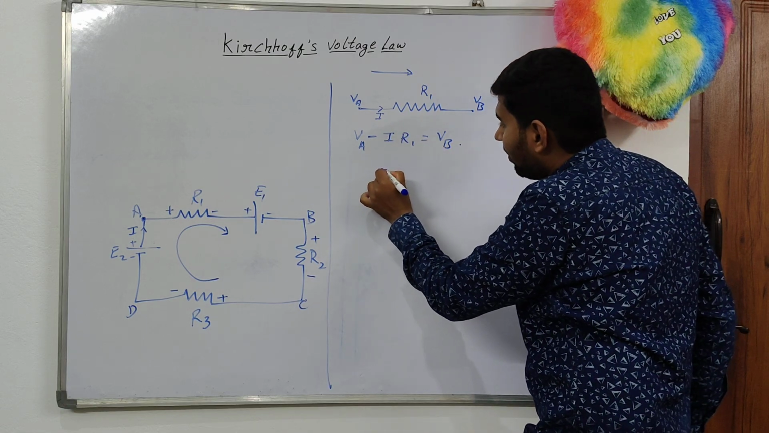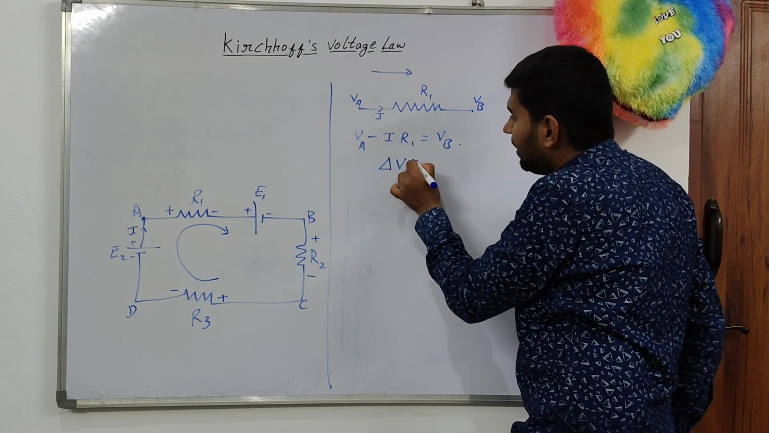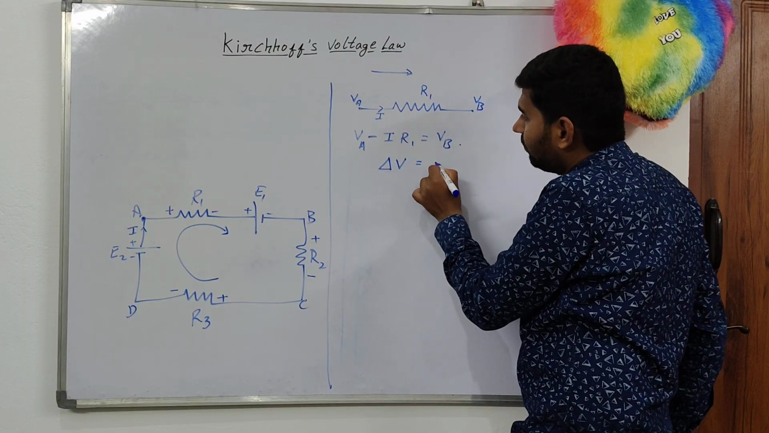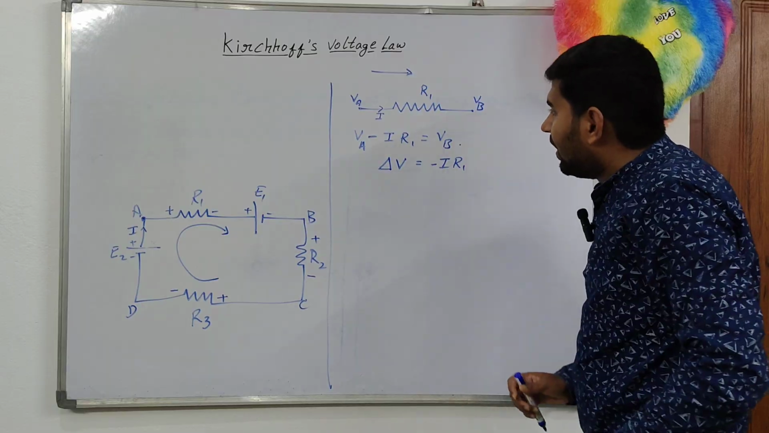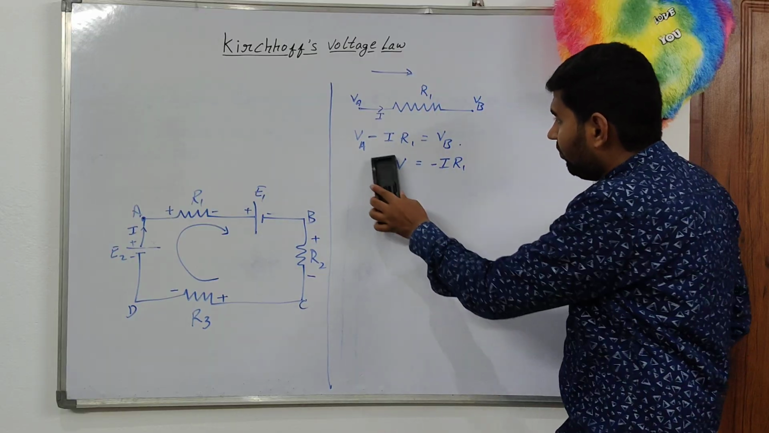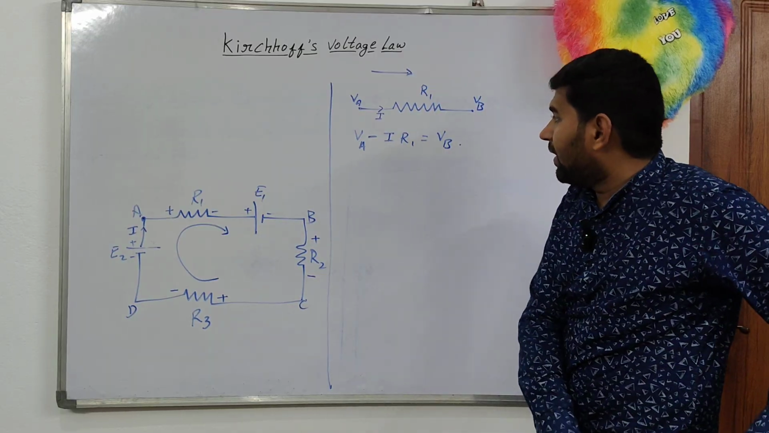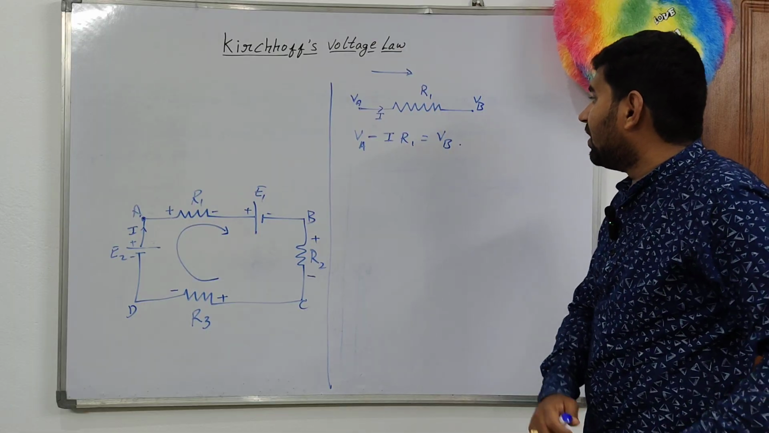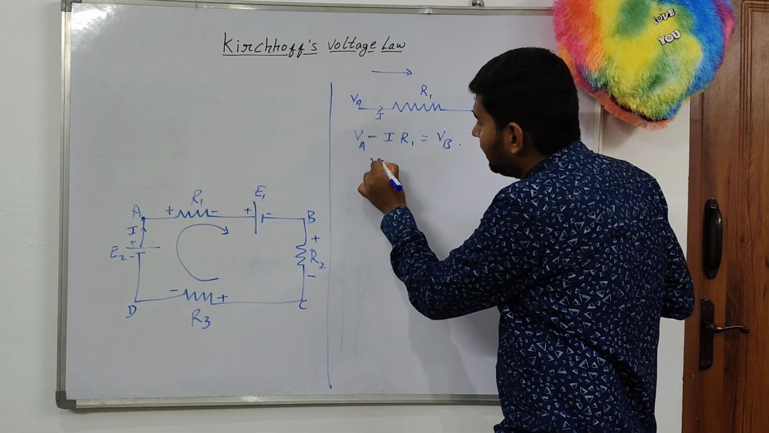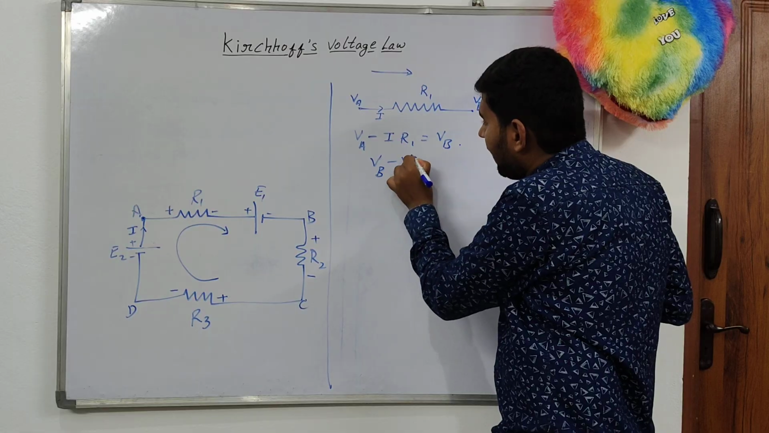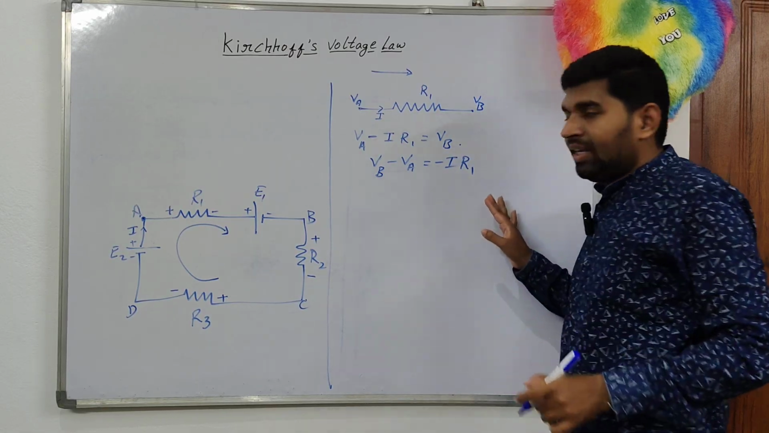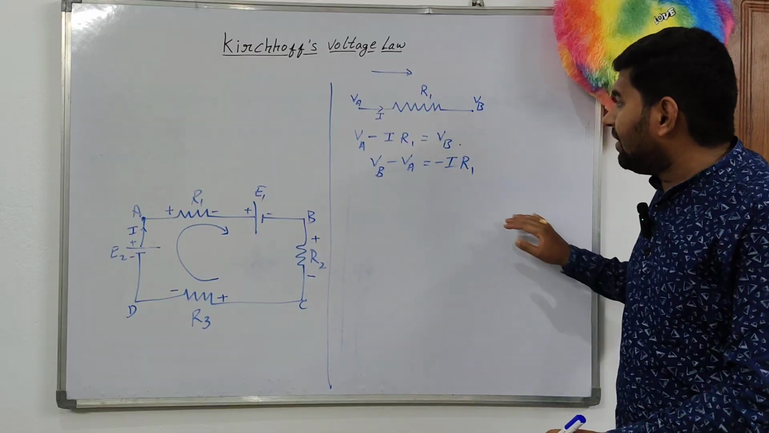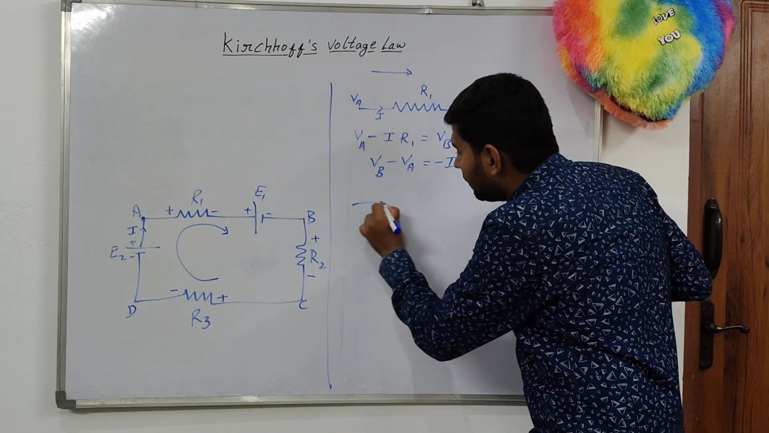We can also write the potential difference is equal to minus IR1. We can simply write the potential difference VB minus VA is equal to minus IR1. Is that clear?